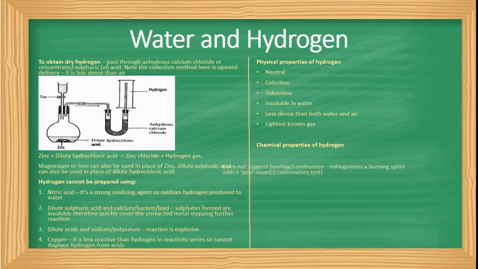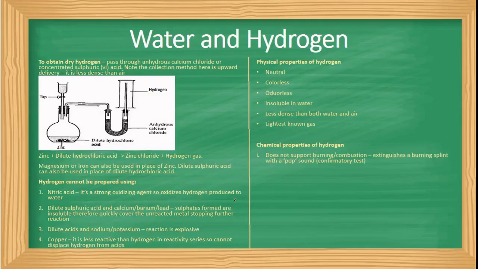In terms of chemical properties: 1, it does not support combustion, does not support burning. It even extinguishes any burning that is happening. For example, it extinguishes a burning splint with a pop sound. And this is a confirmatory test for hydrogen. So whenever you lower the burning splint into a gas jar full of hydrogen, it will just go off with a pop sound. So hydrogen does not support combustion.